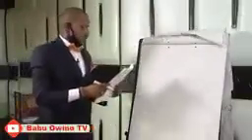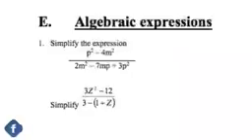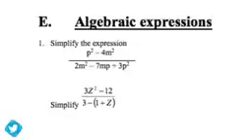We've finished with the logarithms. We go to algebraic expressions. Question number 9: (p squared minus 4m squared) divided by (2m squared minus 7mp plus 3p squared).